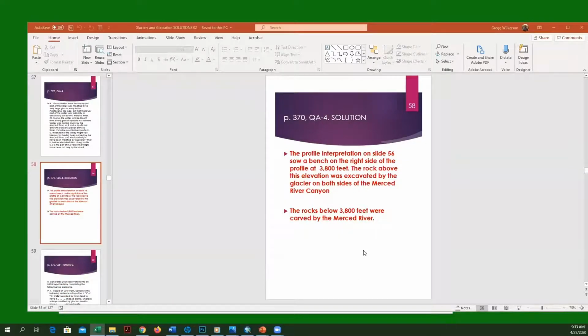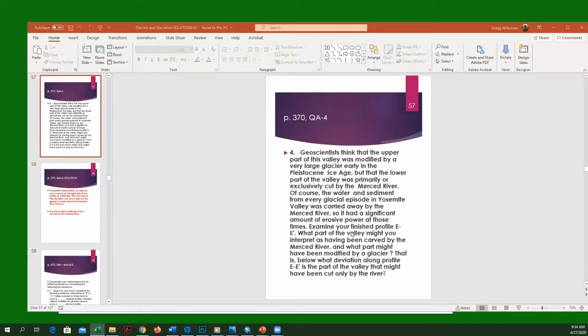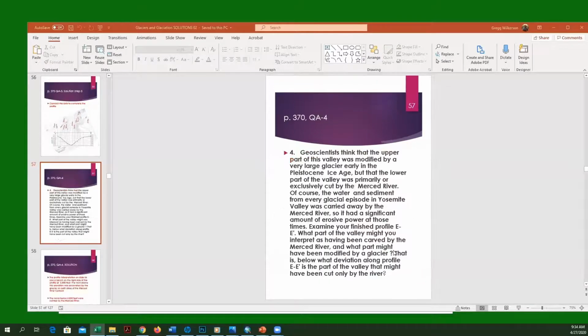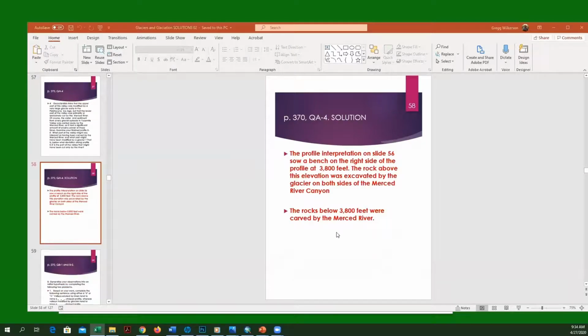And the answer is that there is this change in the profile at 3,800 feet. So I'll look here. So here's 3,800 feet right here. See that change in the profile? That's what we're talking about. Instead of this being symmetrical, something happened. Well, the something that happened was the fluvial activity of the Merced River.